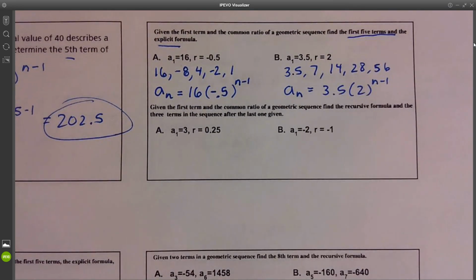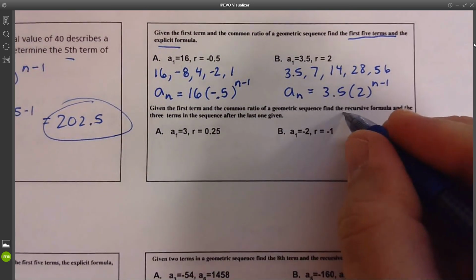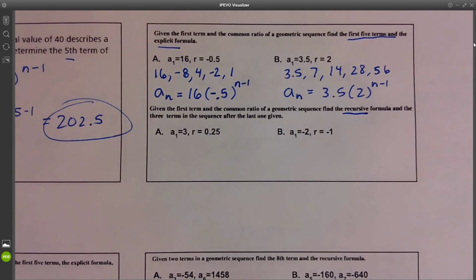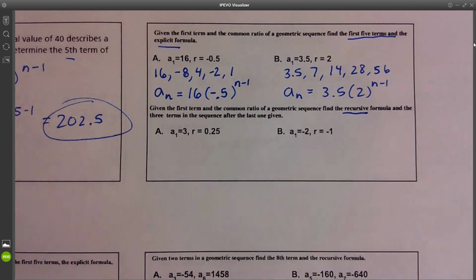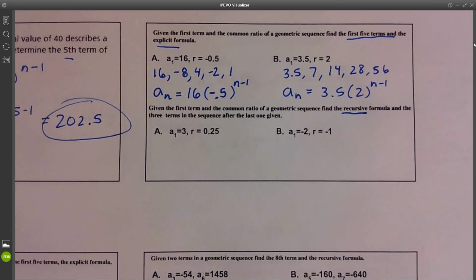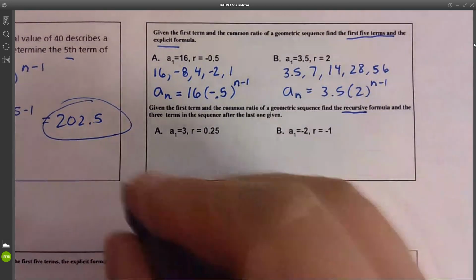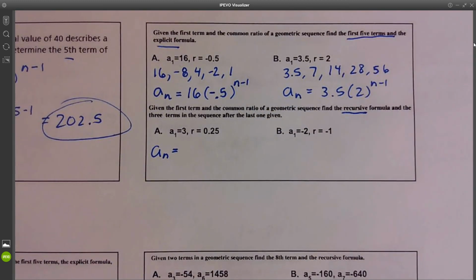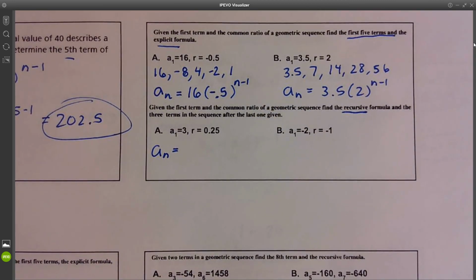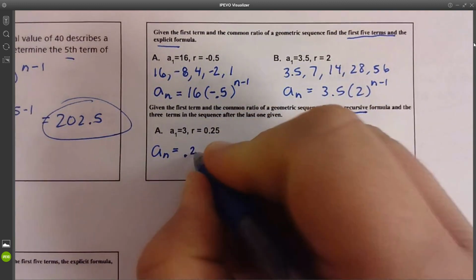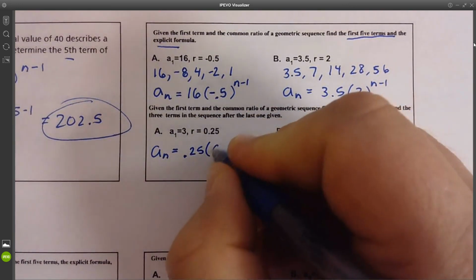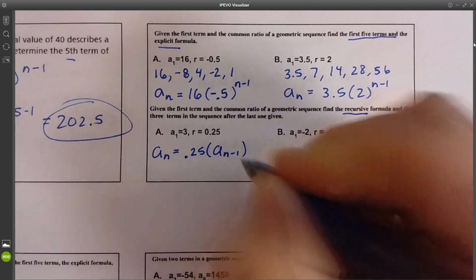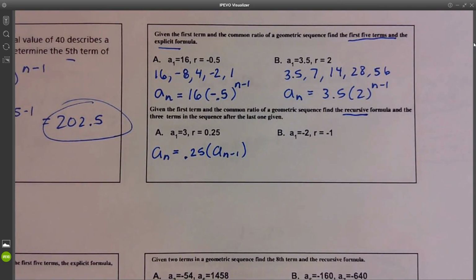Given the first term and the common ratio of a geometric sequence, find the recursive formula, the one where they tell you what's the one before it, and the 3 terms in the sequence after the last one given. Okay, so let's start with the recursive. Recursive says, tell me what I'm going to do to each one. Well, to each one, I'm going to just times it by 2.5. So if you give me the one before, then I can give you the next one.